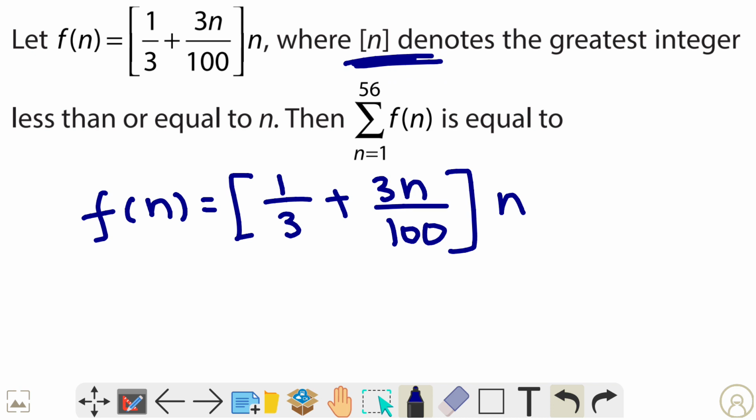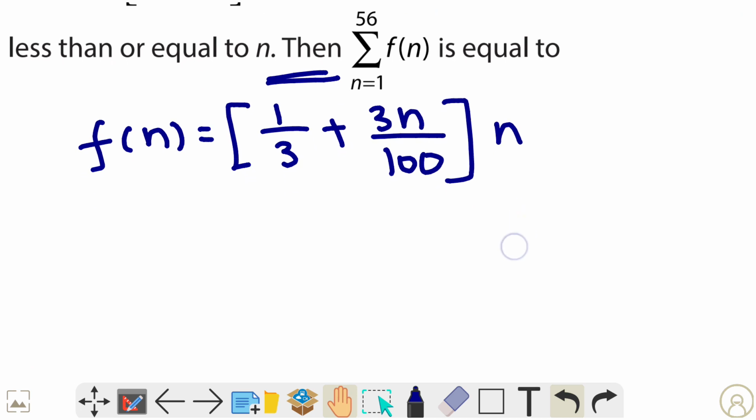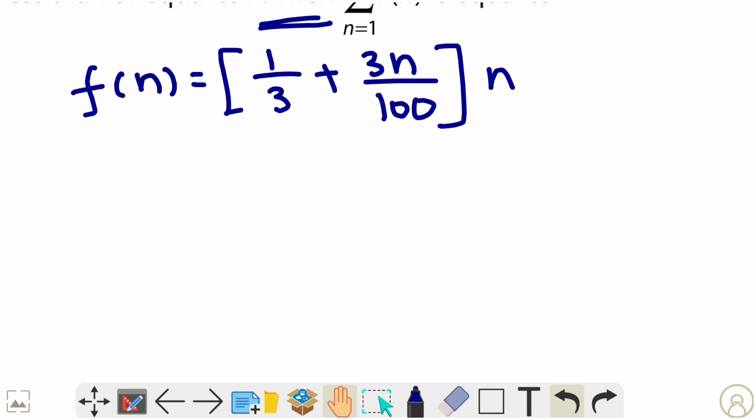Now we need to find the summation n equal to 1 to 56 of f of n, which is equal to dash. First we have a function f of n, that is 1 by 3 plus 3n divided by 100, into the bracket n, where this denotes the greatest integer less than or equal to n. First we need to find f of 1, since we need to find the summation 1 to 56.